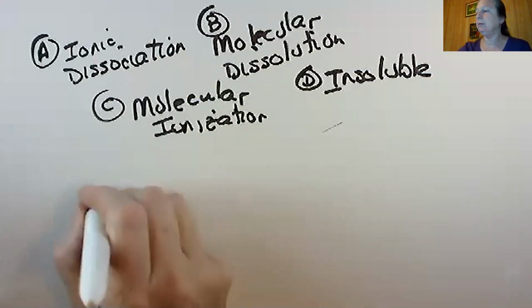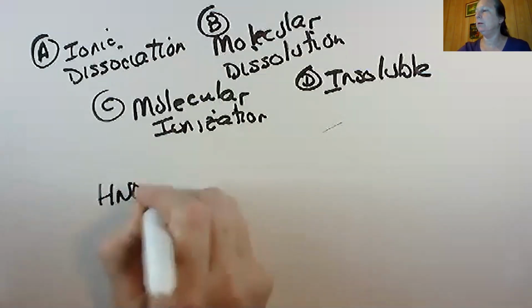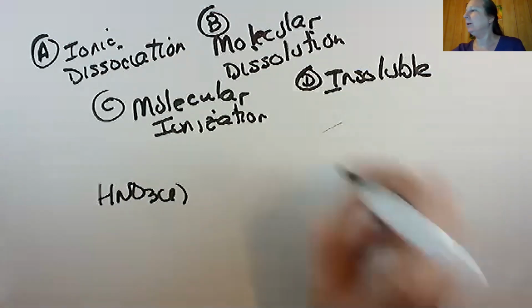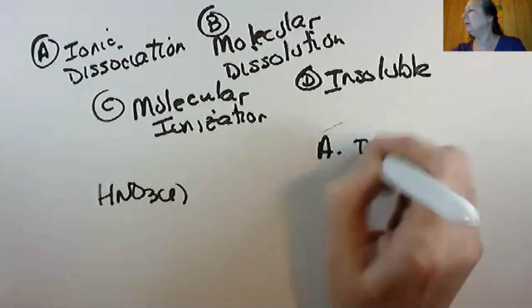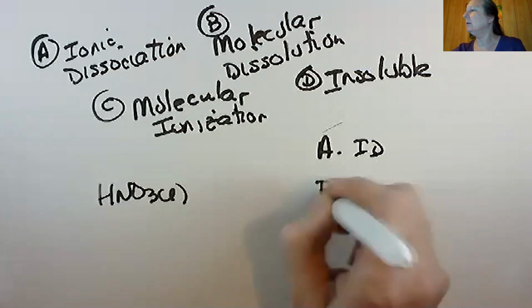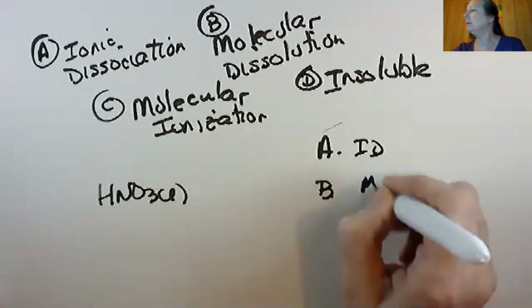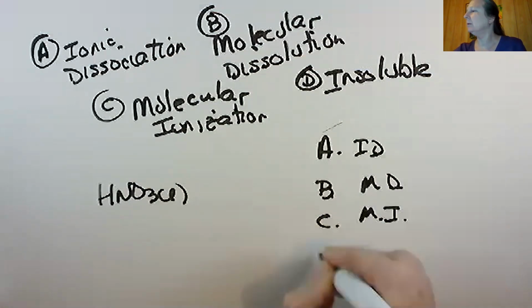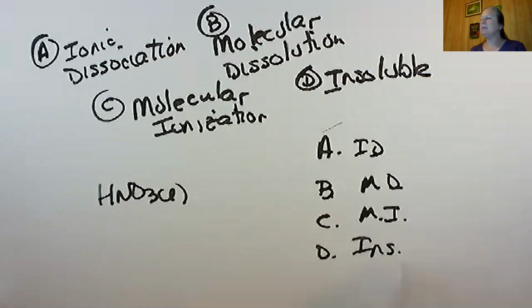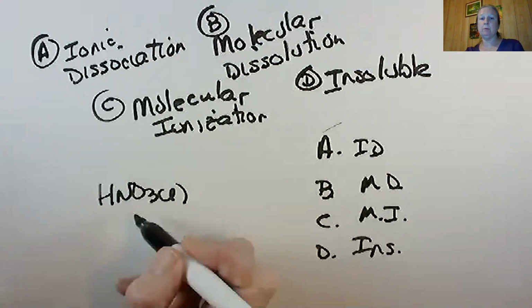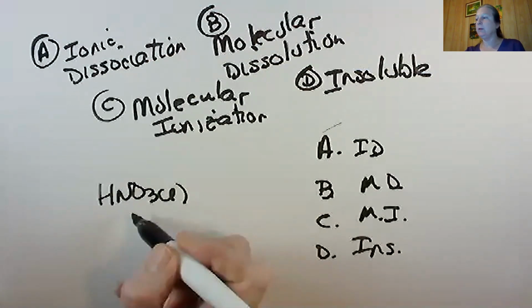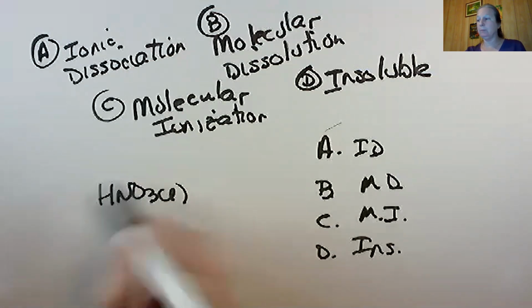HNO3, liquid. Okay. Is this a molecule or an ion? That's the first thing you ask. And actually, you can ask that before you look at solubility, because that only matters with ionic compounds. This is a molecule. This is a covalent molecule.